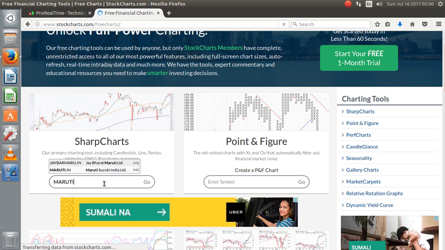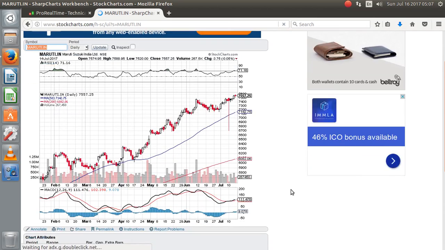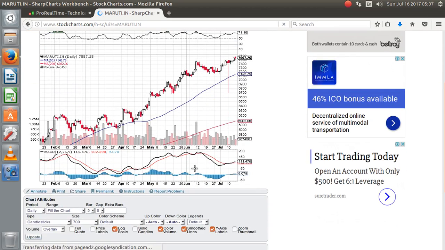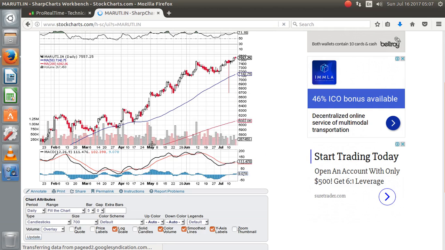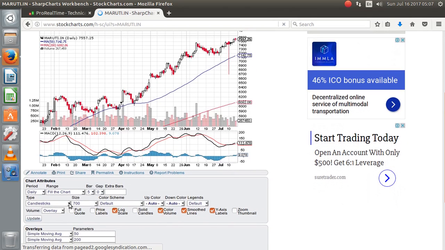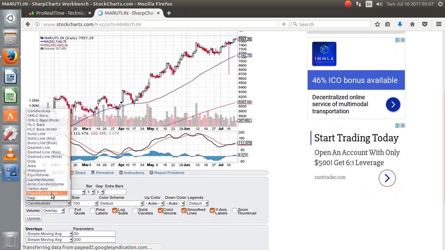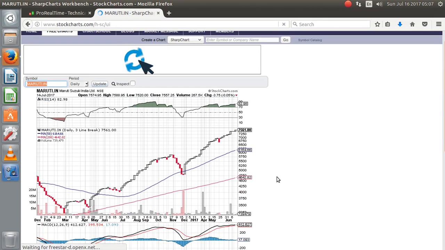There we go. Maruti Suzuki Indian stocks. Okay, again, these are candlesticks. We'll talk about candlesticks later. Hey, those guys are back. I wonder why. Well, let's ignore the moving averages right now. We'll talk about that one later. Anyway, let's shift from candlesticks over to three-line break. And hit the update button. There you go. This is a three-line break chart for Maruti Suzuki.